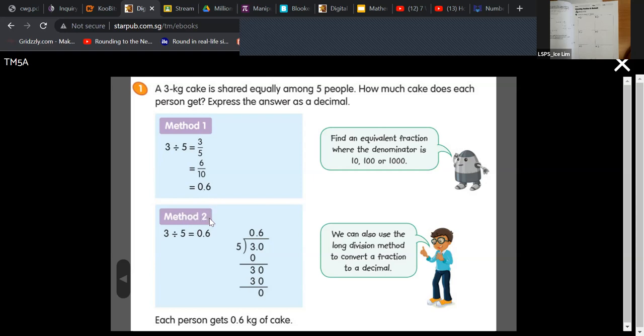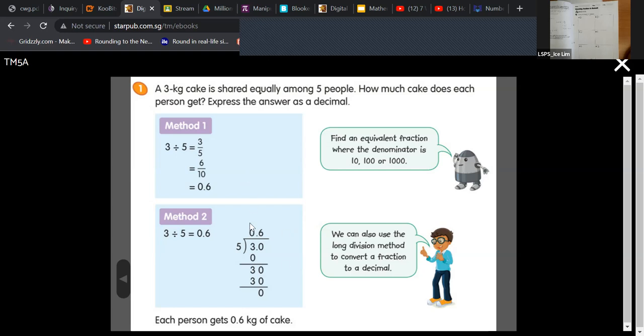Or method number two, since the question here already states that you want the answer as a decimal, you don't have to do the fraction first. You can just do 3 divided by 5, and there you have the long division for decimals, you'll get 0.6. And finally, don't forget the units, kilogram.